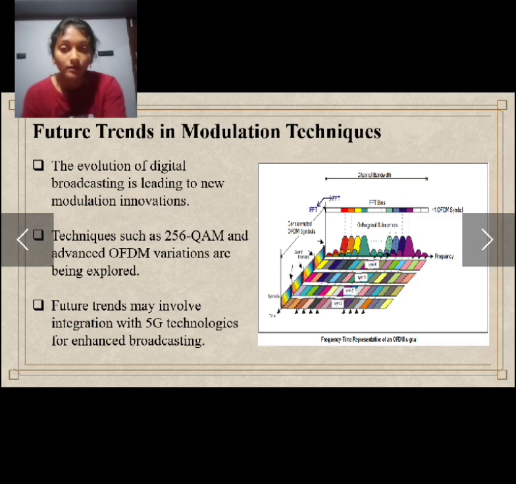The next is future trends in modulation techniques. The evolution of digital broadcasting is leading to new modulation innovations. Techniques such as 256 QAM and advanced OFDM variations are being explored. Future trends may involve integration with 5G technology for enhanced broadcasting.